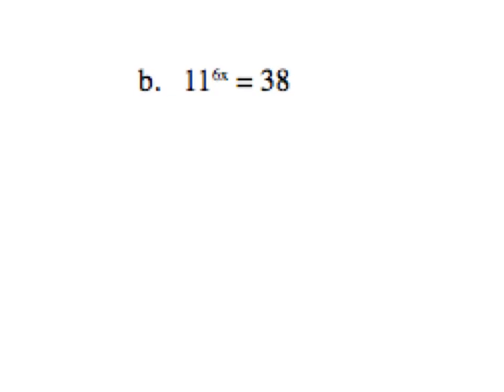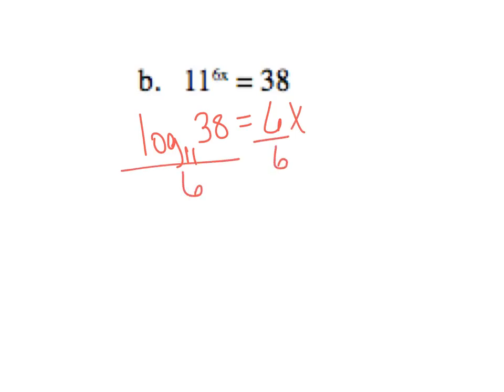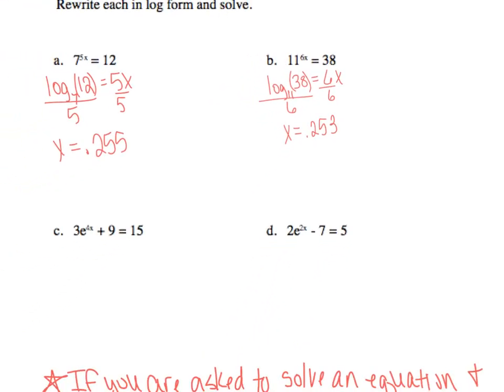Very similar question here. You have 11 to the 6x equals 38. All I have to do is rewrite it as a log. I would have log base 11 of 38 equals 6x. Again, I don't want 6x, I want x, so I'm going to divide the whole thing by 6. When I put that into my calculator, I should get that x equals 0.253.